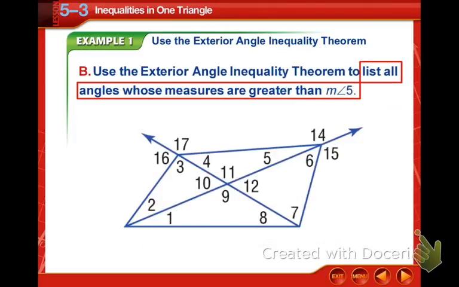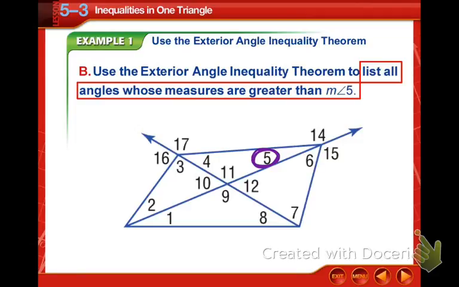For this next question, it's the exact same picture, but now we want to list all the angles whose measures are greater than the measure of angle 5. So, again, we're going to circle angle 5 in purple. It's right here. Use the linear pair with angle 14 that we had before. So, we need ones that are greater than angle 5. Angle 5 is a remote interior angle to several different angles.